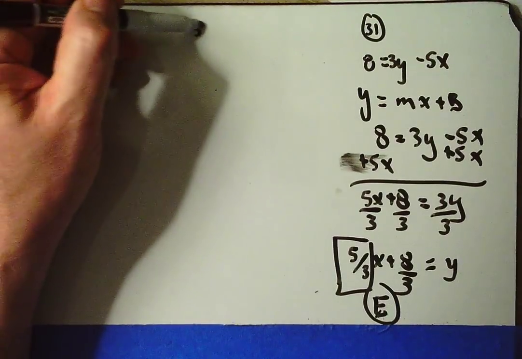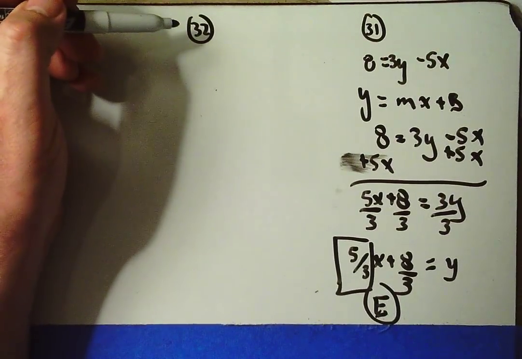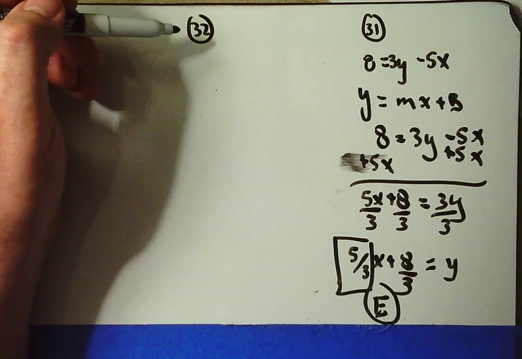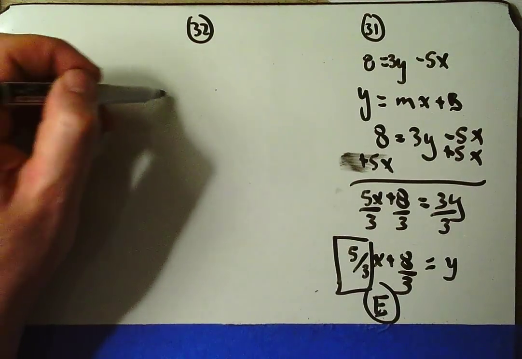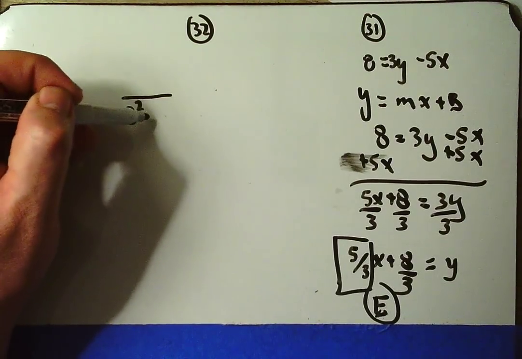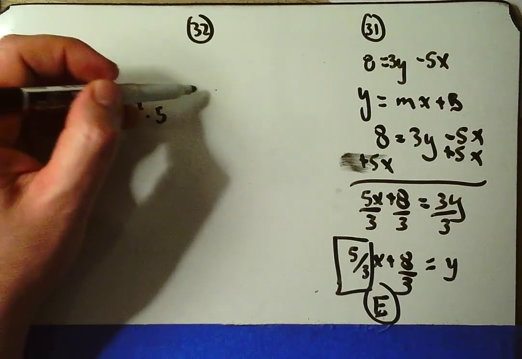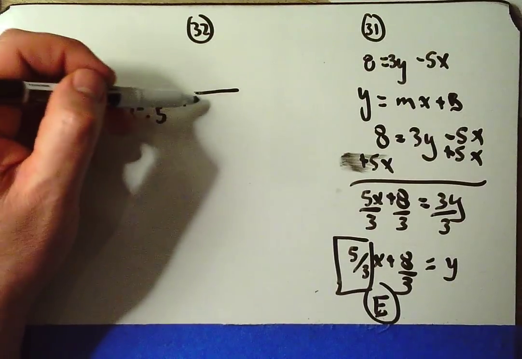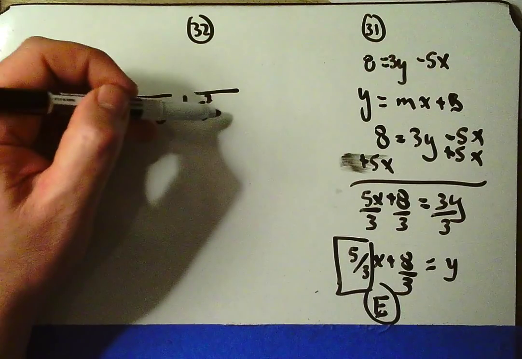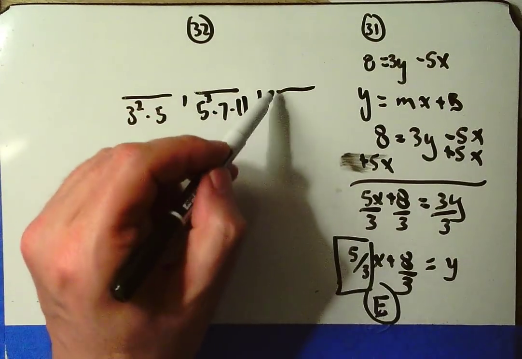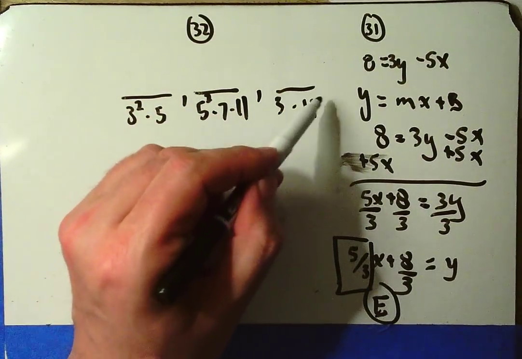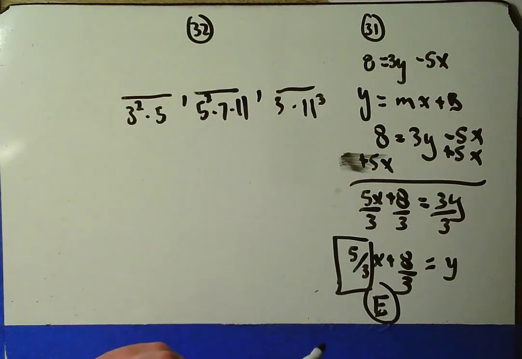32. 32 says, what's the least common denominator for these three fractions? Well, one of the fractions has 3 squared times 5. And another fraction has 5 squared, a 7, and an 11. And the last one has a 3 and an 11 to the third.